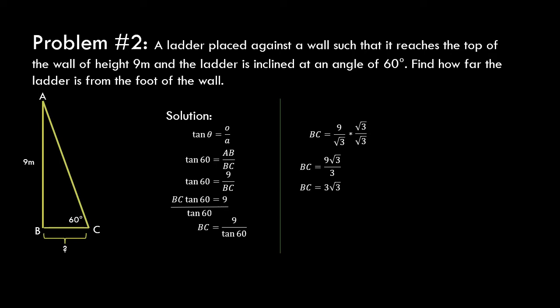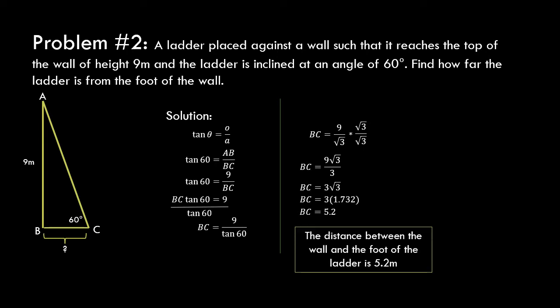Now, simplify that, and we are going to get 3 square root of 3. The approximate value of square root of 3 is 1.732. Multiply that by 3, and we are going to get the value of 5.2. So the distance between the wall and the foot of the ladder is 5.2 meters.